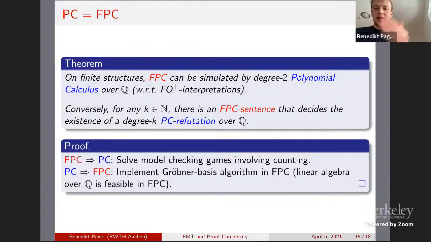The proof, so going from FPC to the polynomial calculus, is again via model checking games. And these are now sort of reachability games with counting. So now not only the existence of a winning strategy or of a winning move is important, but also the number of winning moves that you have in a given position. But these kinds of games can be solved in the polynomial calculus if you use suitable encoding. And for the other direction, I already said there exists this Gröbner basis algorithm, which exhaustively searches for proofs. And in case of the rationals, we can implement this in FPC. Because, yeah, I think Albert also mentioned this, that linear algebra over the rationals is somehow doable in FPC. But for finite fields, this is not possible. So this theorem really is only possible over the rationals.